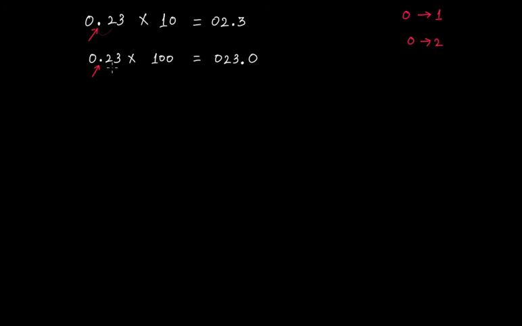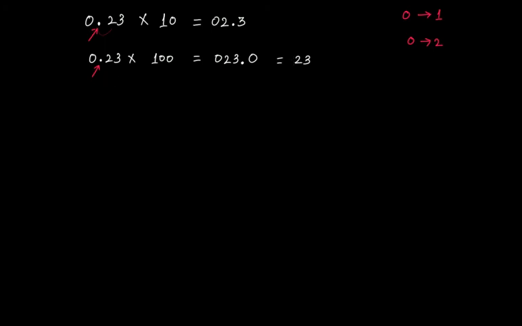Now this is 023.0. It means what? It's nothing else but 23 only, because this point 0 tells you that at the tens place you have 0. That means nothing. And the 0 to the left of the 2 makes nothing, because at the hundreds place you have 0 only. So this is 23, right?